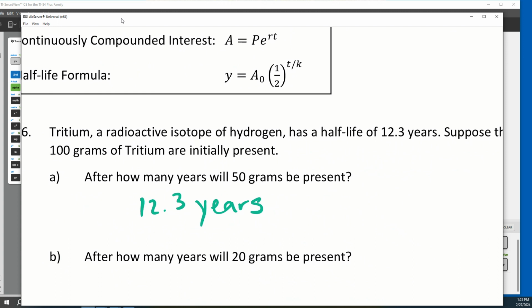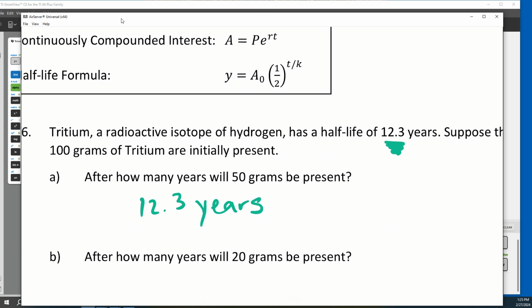All right, so the half-life is how long it takes for half of it to be left over. So 50 is half of 100, so that means it took the half-life for that to happen. You don't have any math to do. As long as you recognize that 50 is half of 100, the time it took should be what the half-life is. I don't know how else to say that. If you don't understand that, you can still do the math, but I want you to understand what a half-life is.